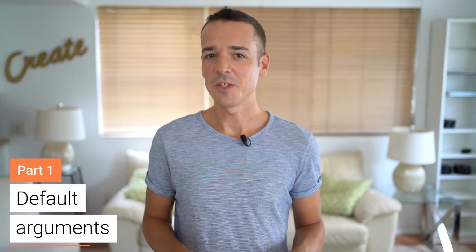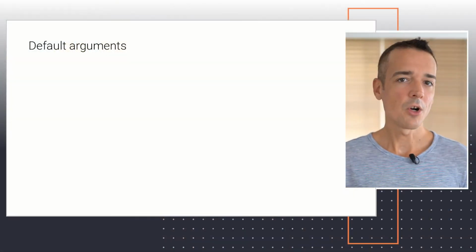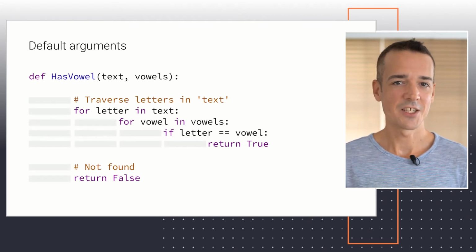The first syntactic feature related with function declarations that I'd like to present to you here is the ability to use default arguments for function parameters. This is what we call default arguments. Consider the following function named hasVowel.